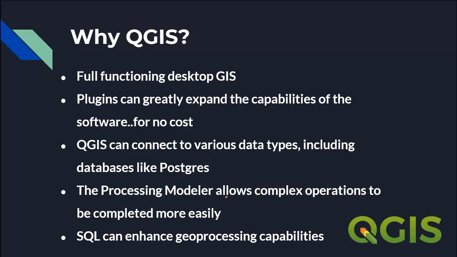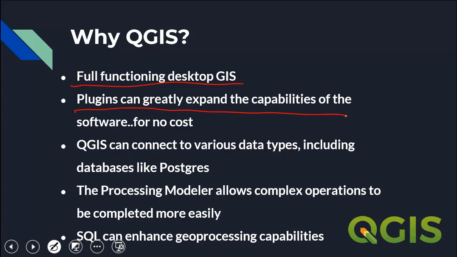So why are we looking at QGIS as an open source solution? Well, one is it is a full functioning desktop GIS. It's probably the most mature open source GIS that's out there. There's also, and we're going to show you this a little later, plugins that expand the capabilities of the software at no cost. There's a huge and vast number of people out there in the community that are building plugins that answer different kinds of spatial questions.